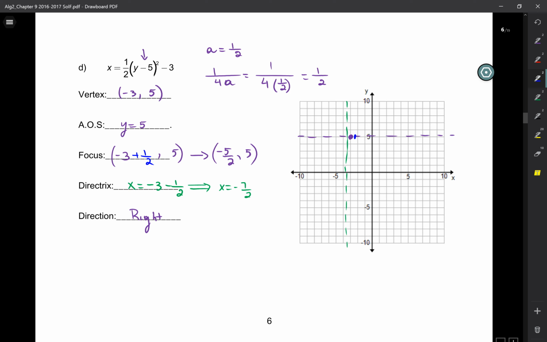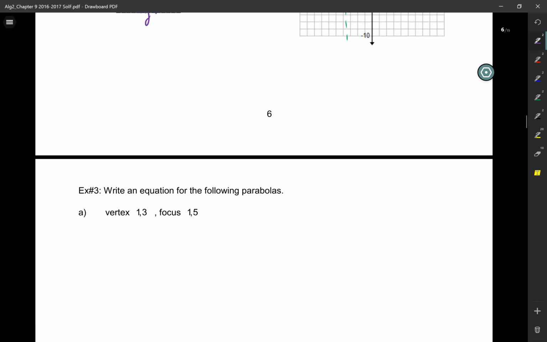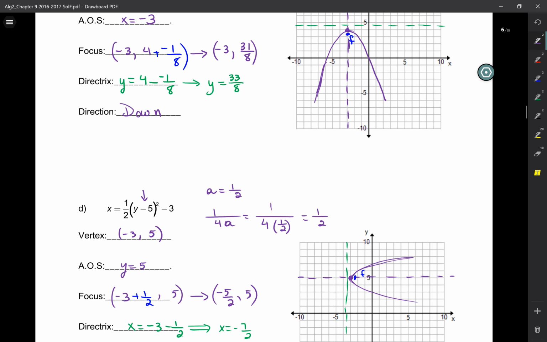And this is the focus, and it's going to look like this. Yes, but look, it takes a few seconds. Well, okay. All right. So that much for graphing.